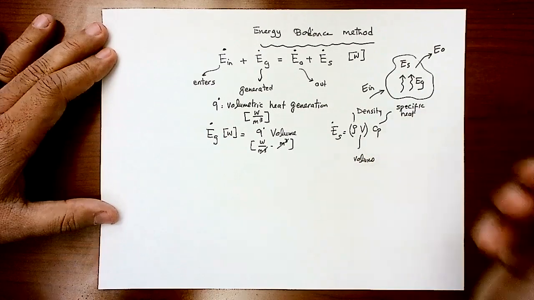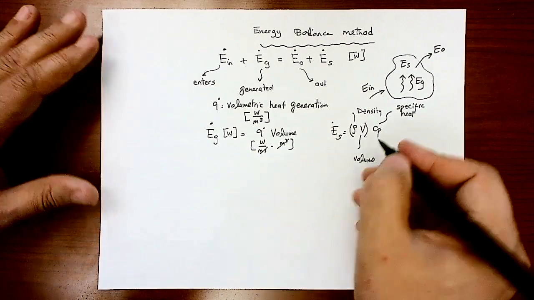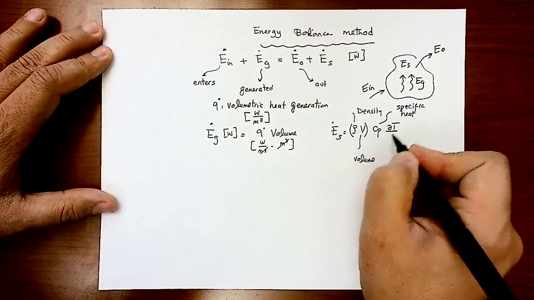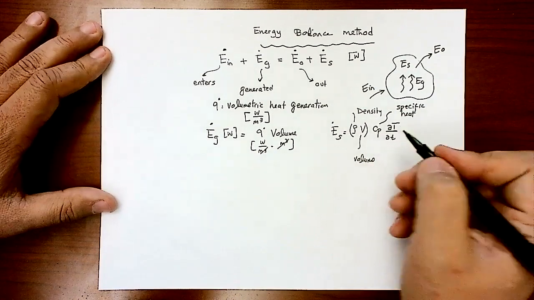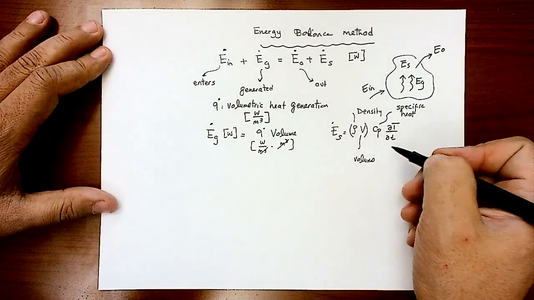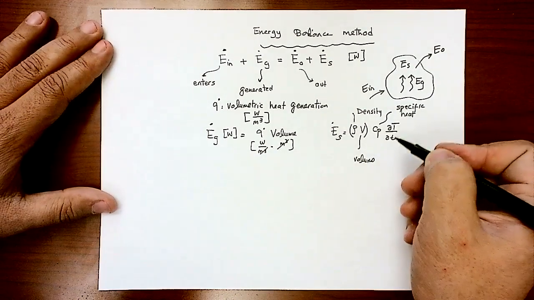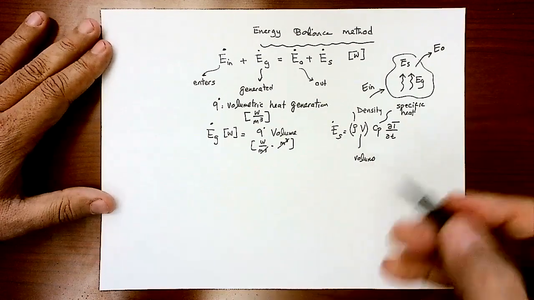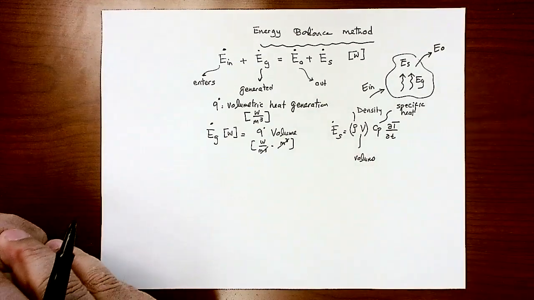Now, since we are not dealing all the time with a steady state condition, this will be partial T by partial time t. Instead of delta T, it is a variation of the temperature relative to the time. We call that temperature time gradient. So that's the general form of stored energy.